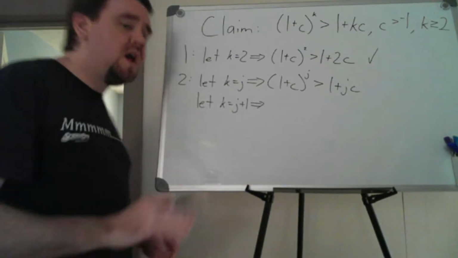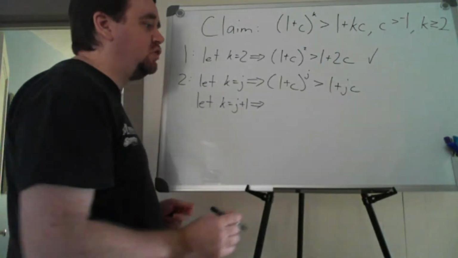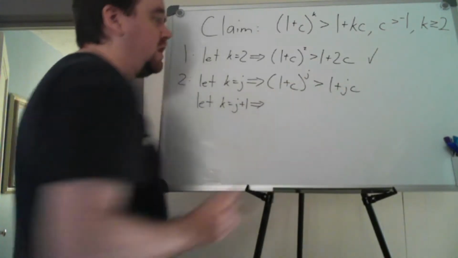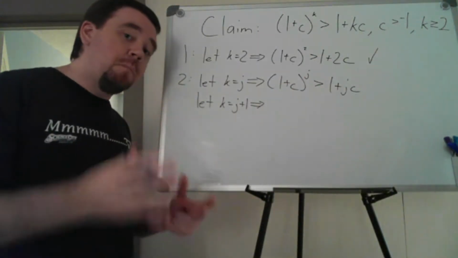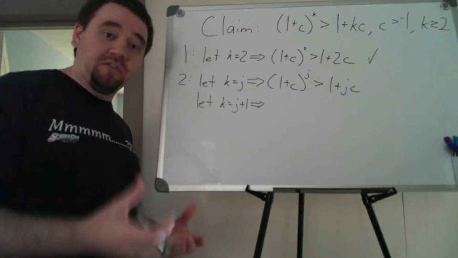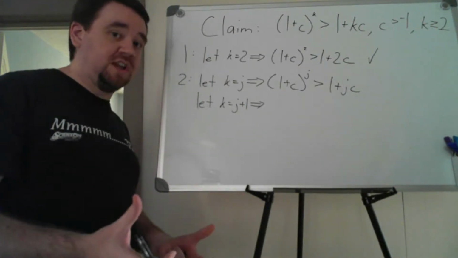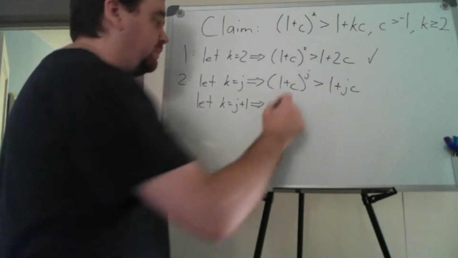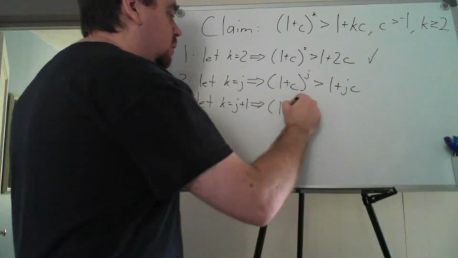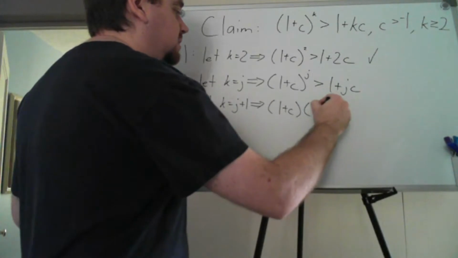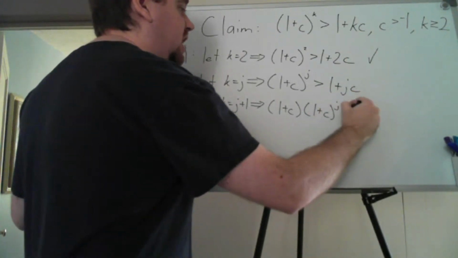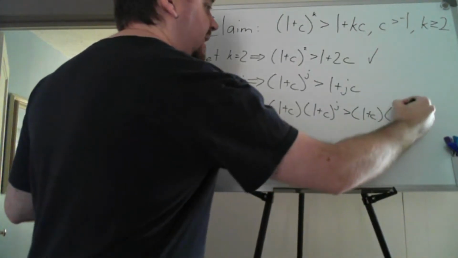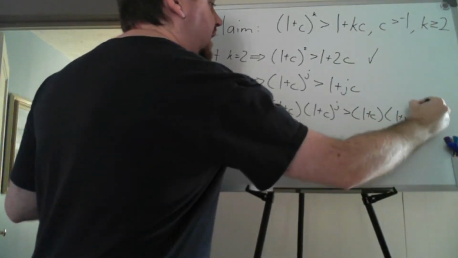For this part, I'm going to start with what I've already assumed to be true. I'm going to start with that statement, 1 plus c to the j is greater than 1 plus jc, and I'm going to multiply both sides by the same value, so the expression stays the same. I'm going to multiply both sides by 1 plus c. So this would give me 1 plus c times 1 plus c to the j is greater than 1 plus c times 1 plus jc.